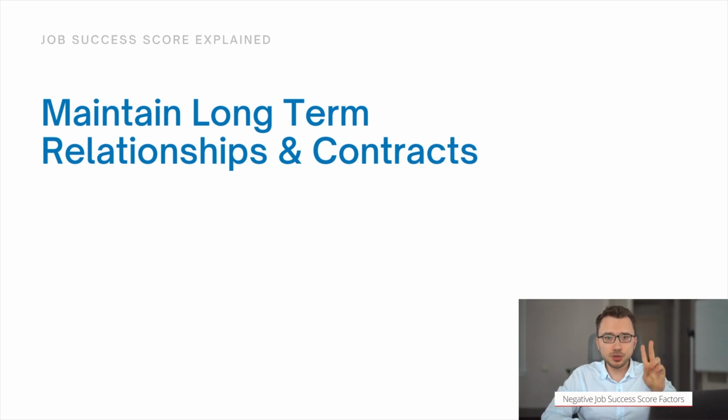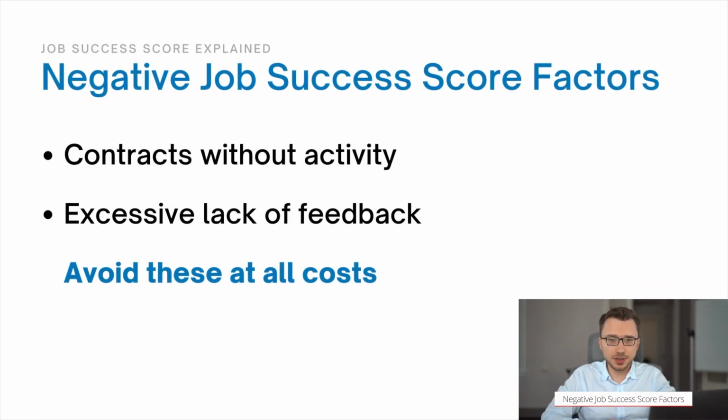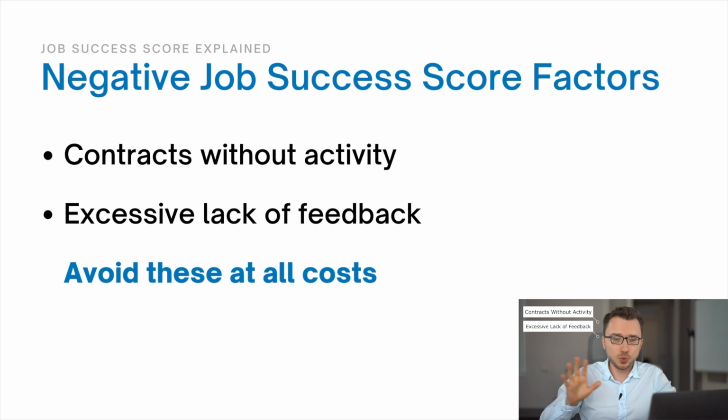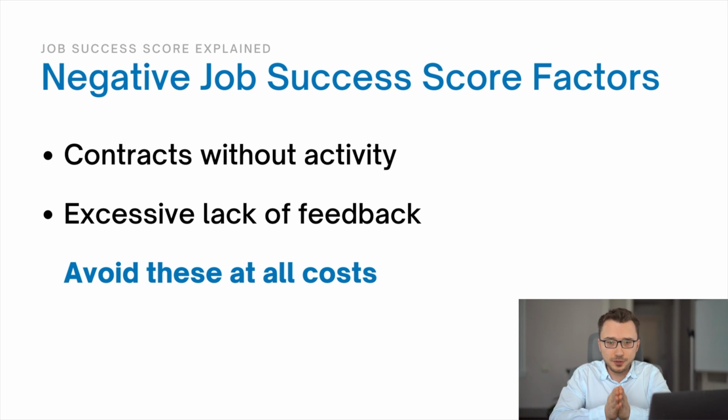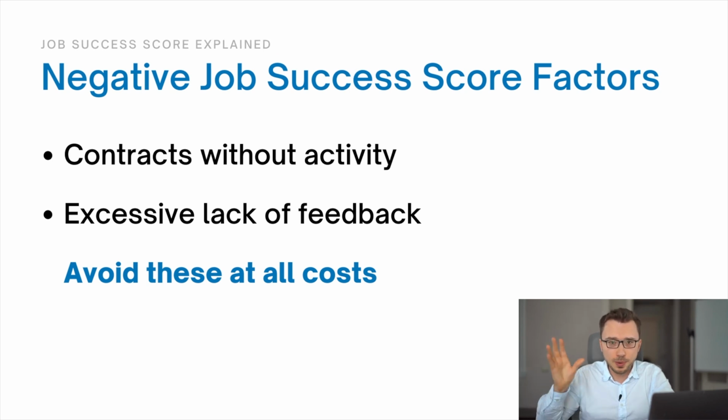But you generally do want to do this because the positive effect can counteract many negatives that can happen on your profile. So here are 2 negative effects on your job success score: contracts without activity and excessive lack of feedback. The contracts without activity, that's really bad. And if you combine that with excessive lack of feedback, that very negatively affects your job success score. In other words, avoid these at all costs. Keep the lack of feedback at 0. Insist that you always get feedback and close contracts when work is done so clients get prompted to leave you feedback.